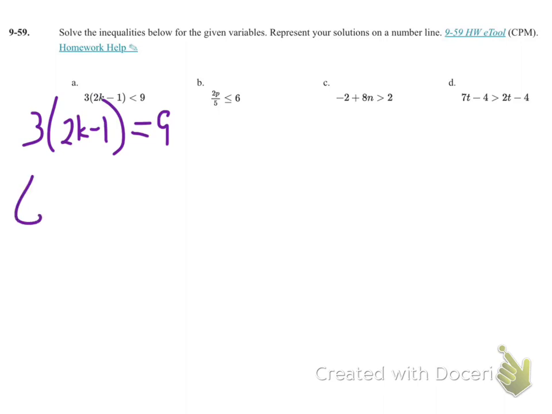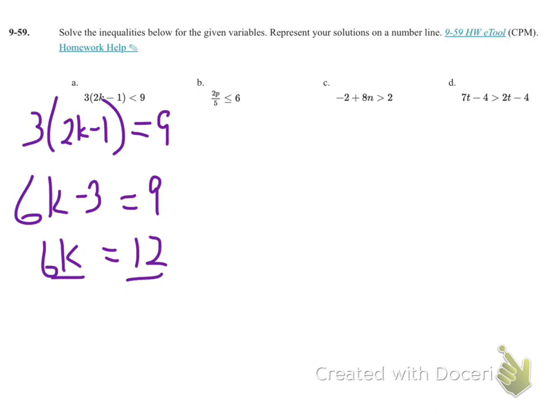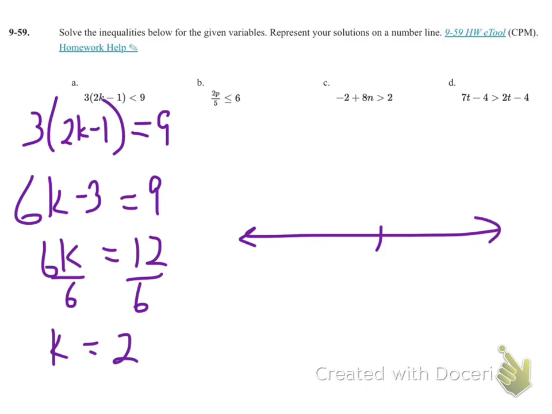Distributing the 3, I get 6k minus 3 equals 9. Add the 3 to both sides, and I get 6k equals 12. And dividing by 6 to get k by itself, I get k to equal 2. So that is my boundary point. The symbol we have here is a less than symbol. It is not or equal to. So I have an open circle because it is not or equal to.